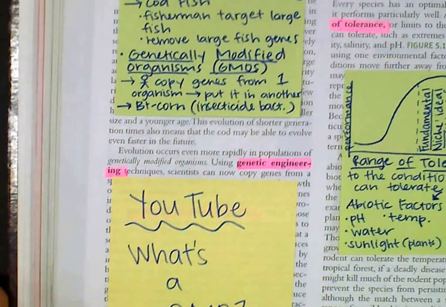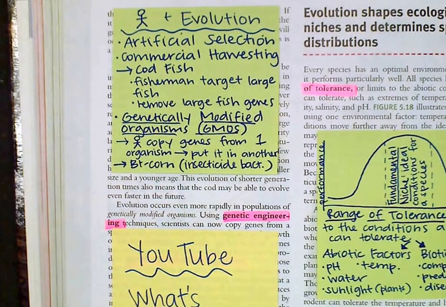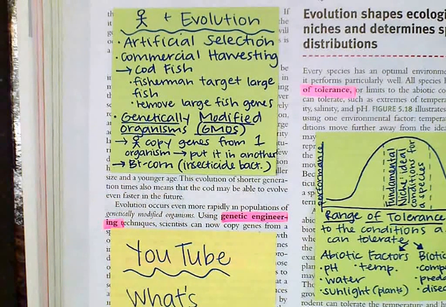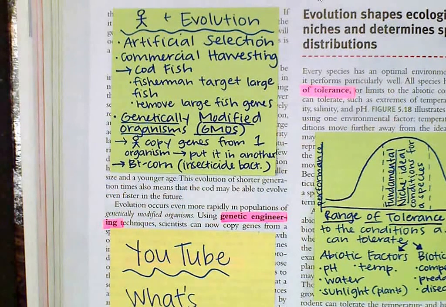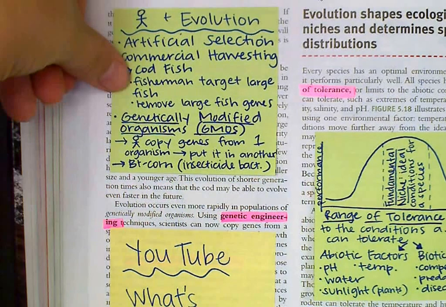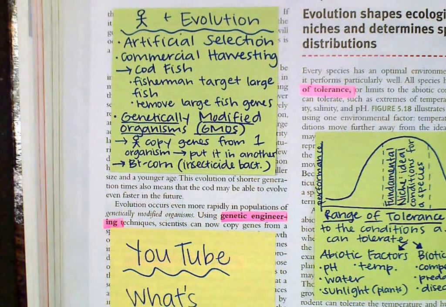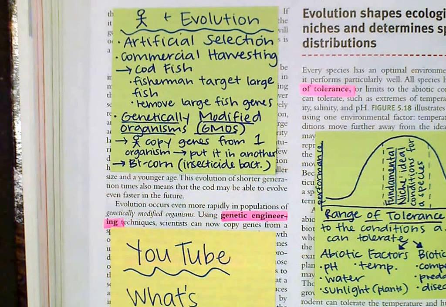All right, now, how are humans influencing evolution? Mostly by artificial selection. An example that I used here is commercial harvesting. We're not really artificially selecting when we are fishing out in the ocean, but with commercial fishing, for example of cod, the fishermen are going to target the largest fish because they want to sell them for the most money. So vicariously through that, we are actually removing the large fish genes from the population.